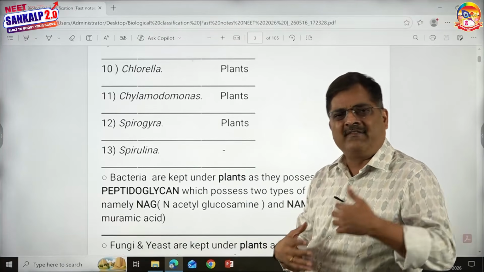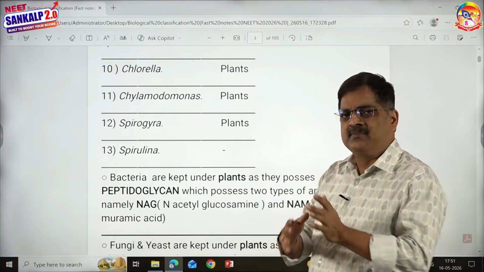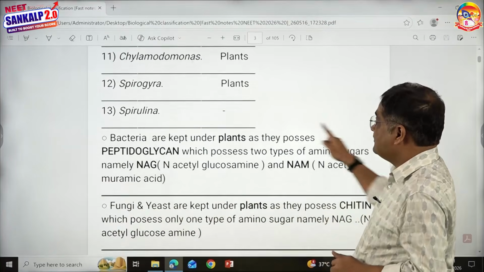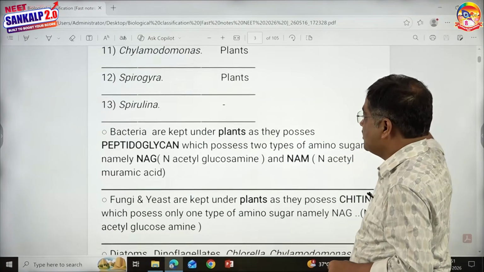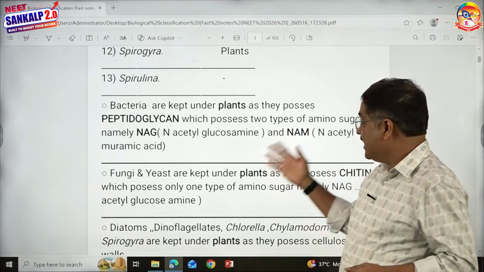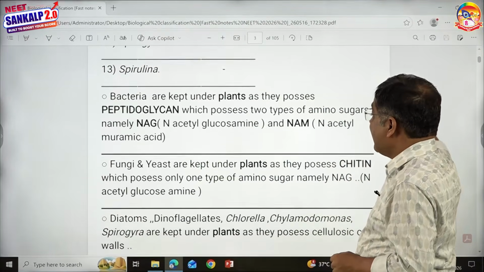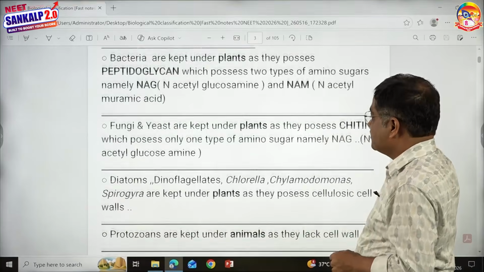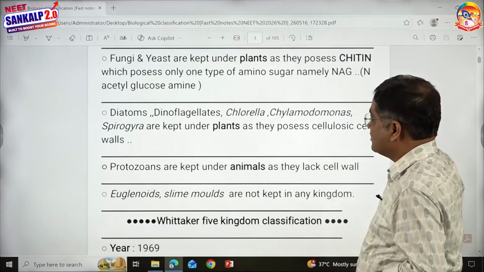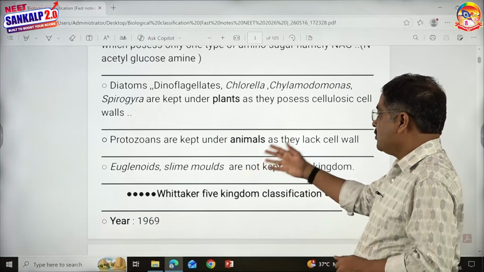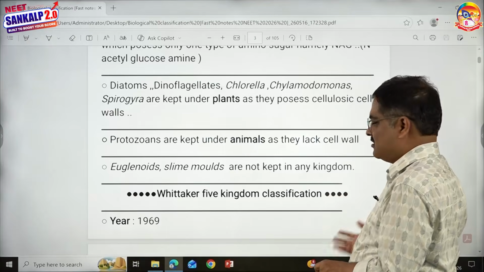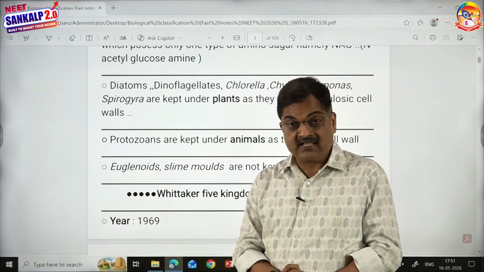Blue-green algae also have a cell wall, but there are some organisms Linnaeus did not classify in either group. Bacteria are kept under plants as they possess peptidoglycan, which contains two types of amino sugars, namely NAG and NAM. Fungi and yeast are kept under plants as they possess chitin. Diatoms, dinoflagellates, chlorella and chlamydomonas are kept under plants. Protozoans are kept under animals as they lack a cell wall. Euglenoids and slime moulds are not kept in any kingdom. So that's about Linnaeus's classification.